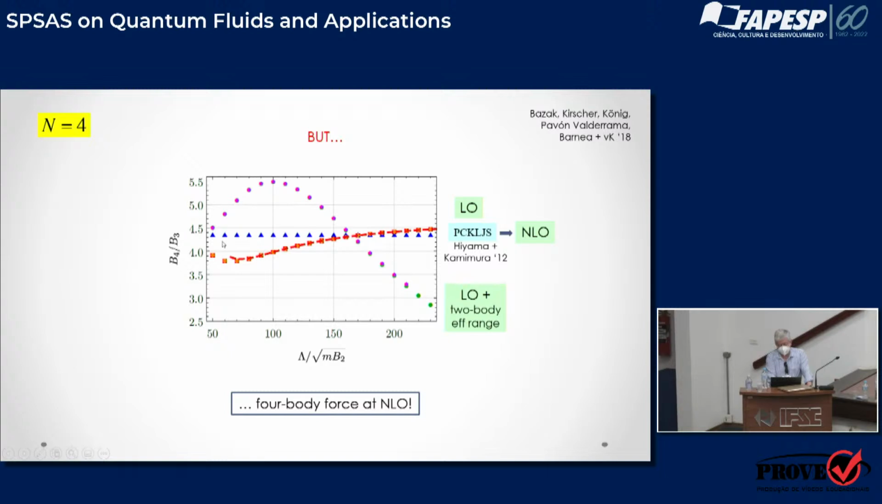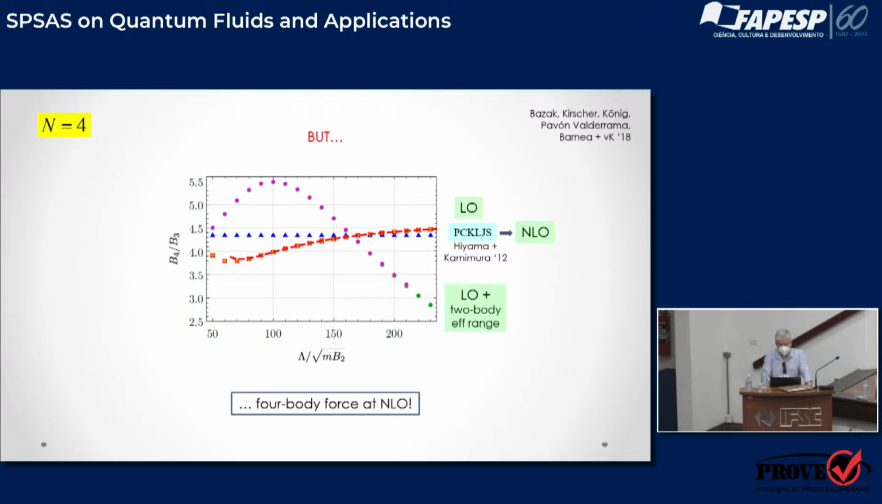So the red line is the results that I presented before at leading order. And then we added the correction at NLO of the two-body effective range. And here is the result we got. So the result is totally cutoff dependent. So we do need a four-body force at this NLO.